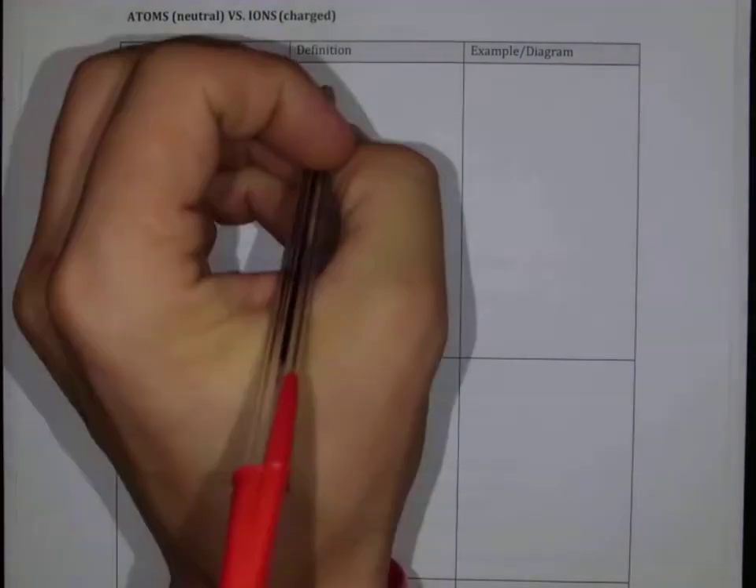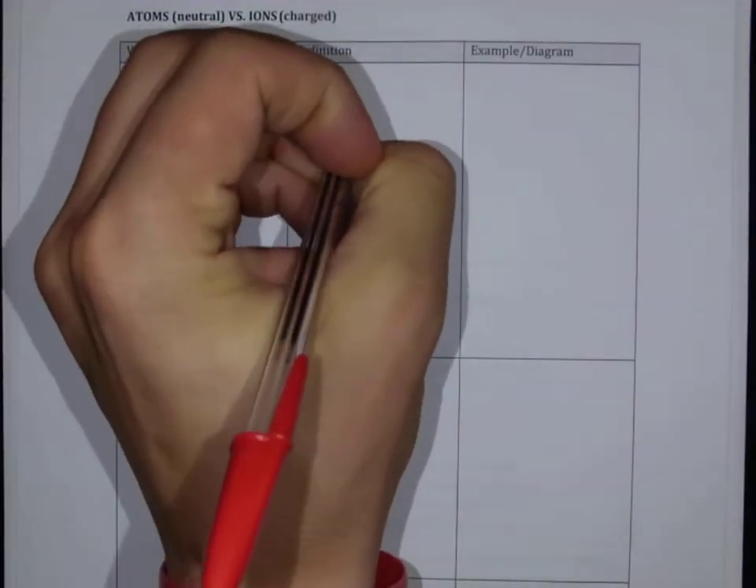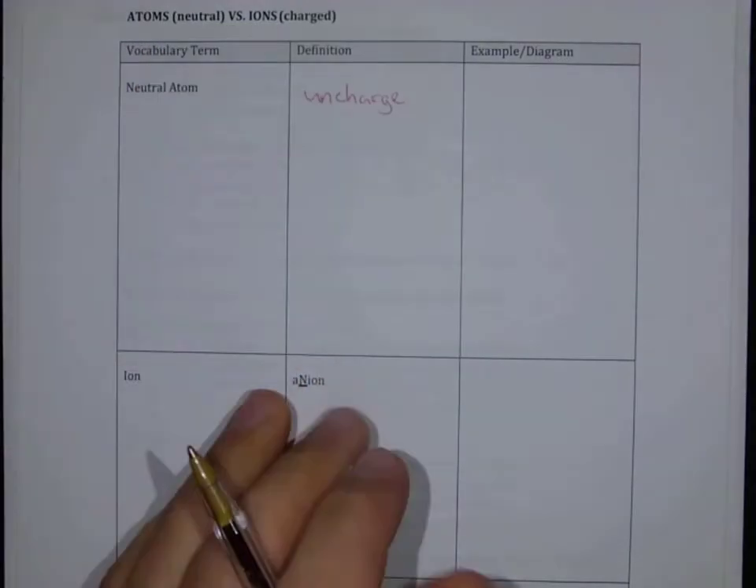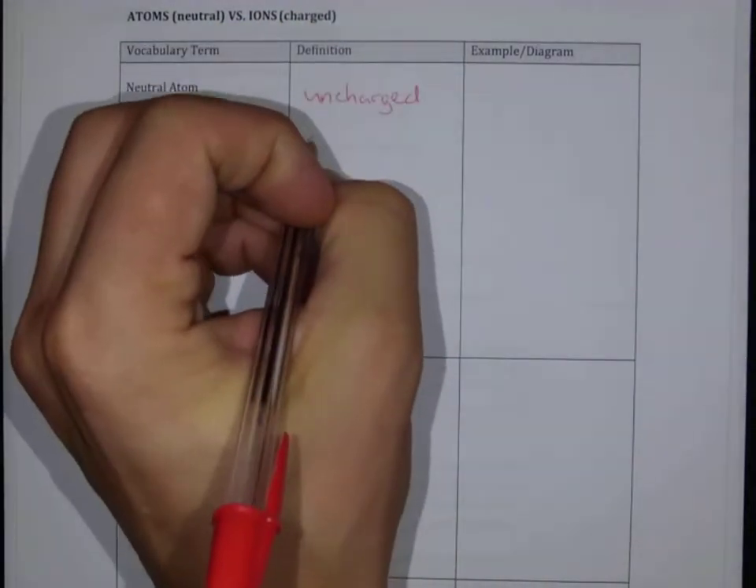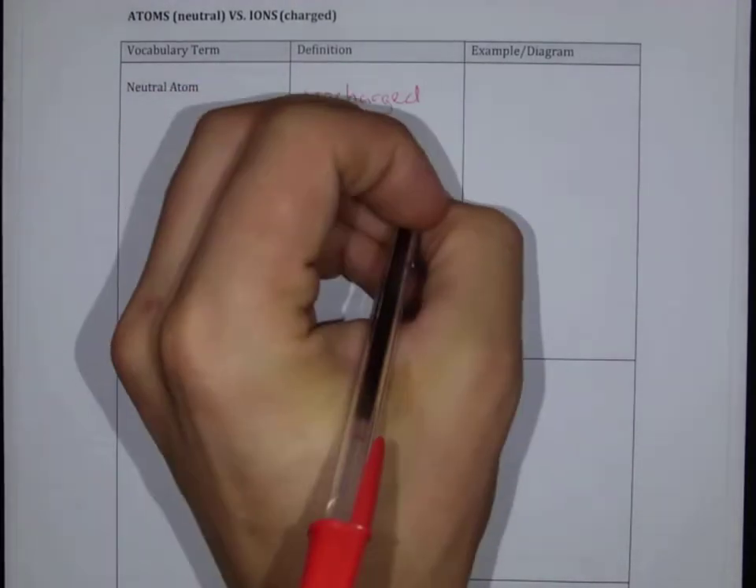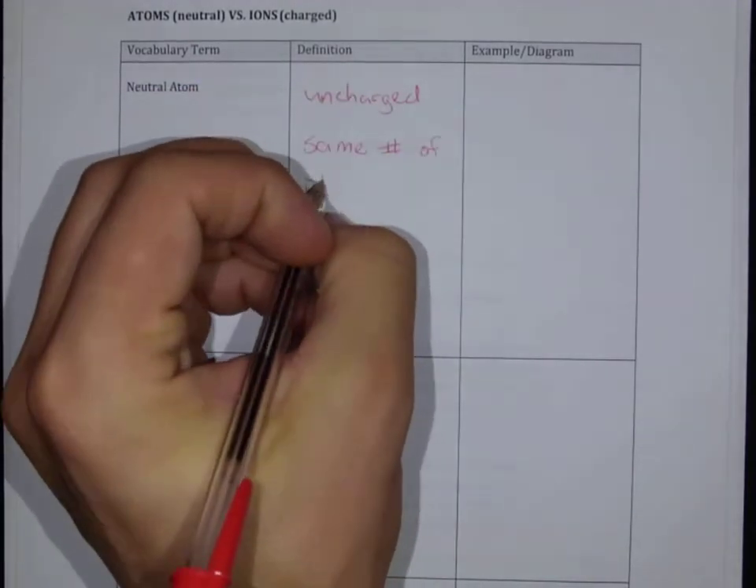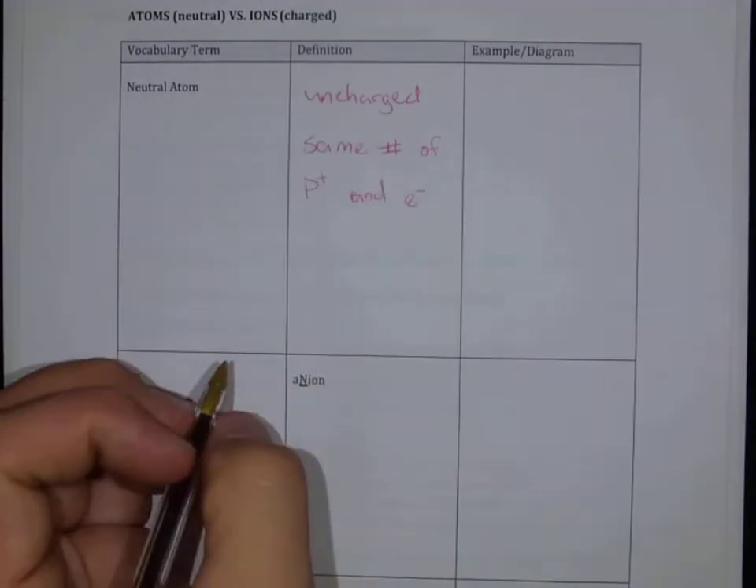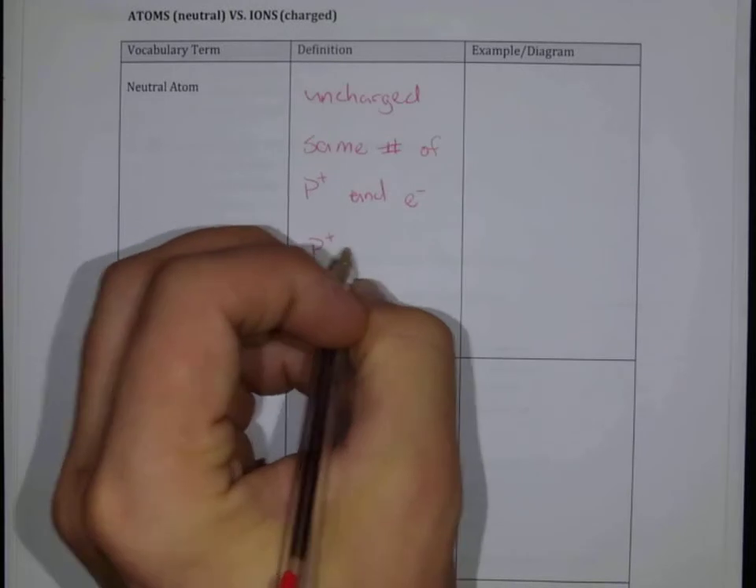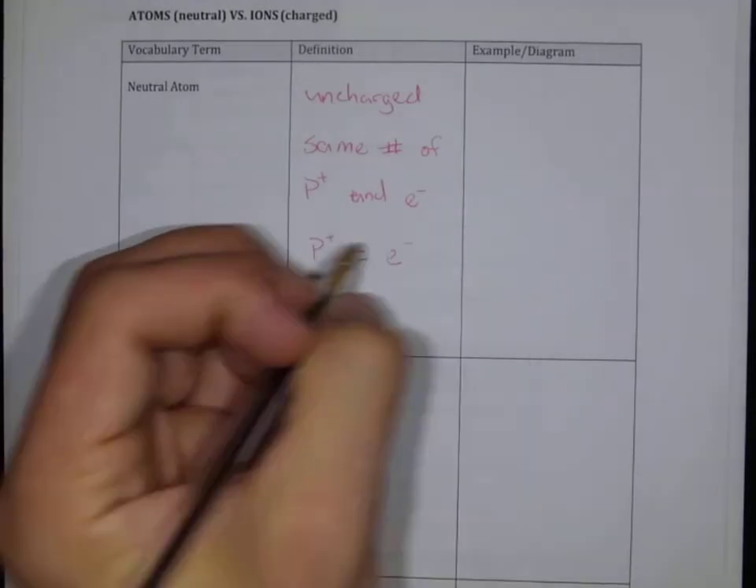All right, so today we're going to talk about ions. We've already learned a little bit about neutral atoms. Neutral atoms are uncharged atoms, right? They are uncharged, so they have the exact same number of protons, P+, and electrons, E-. So P+ is equal to E-.